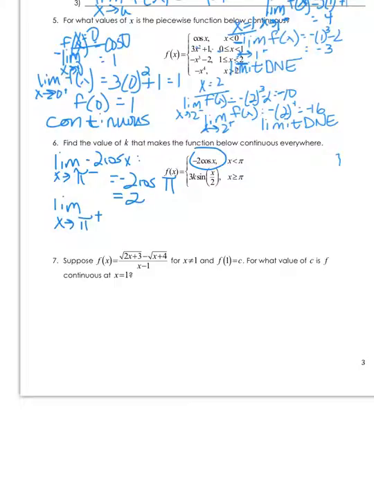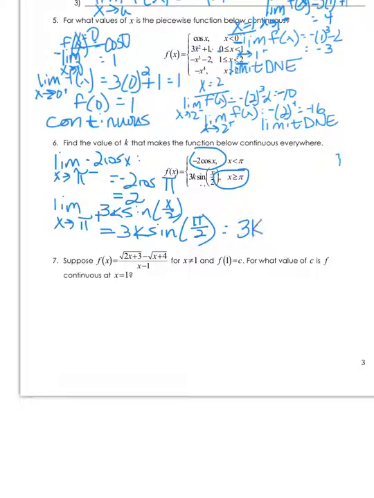Then I'm also going to do that for the right side of pi, which is this equation, 3k sine x over 2. I don't know what k is, but I'm going to plug in pi in place of x. So the sine of pi over 2 is 1. So it's going to be 3k times 1, or 3k. Now, in order for it to be continuous, the limit from the left has to equal the limit from the right. That's one of the things, the limit has to exist. So I set 2 equal to 3k, and that gives me k equals 2/3, and that's my answer. And you can also check f of pi, but you should get the same thing when you plug in your 2/3.